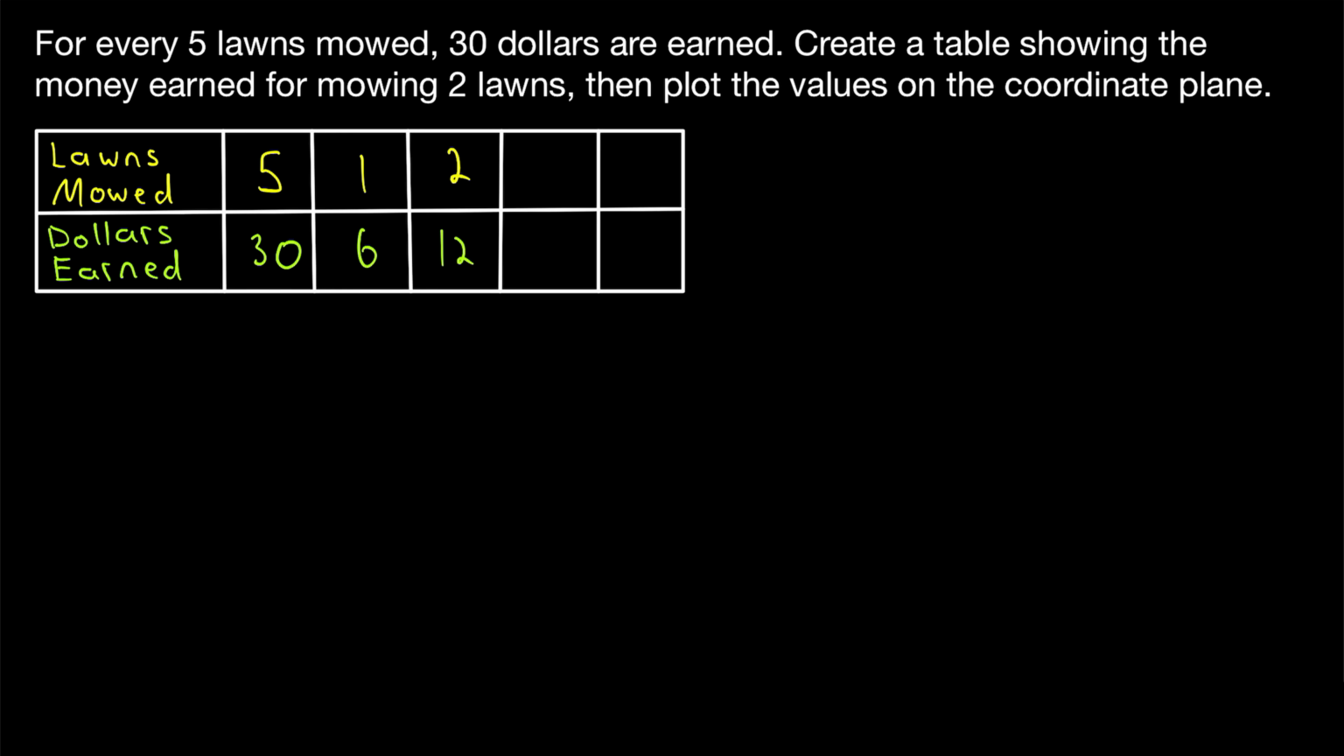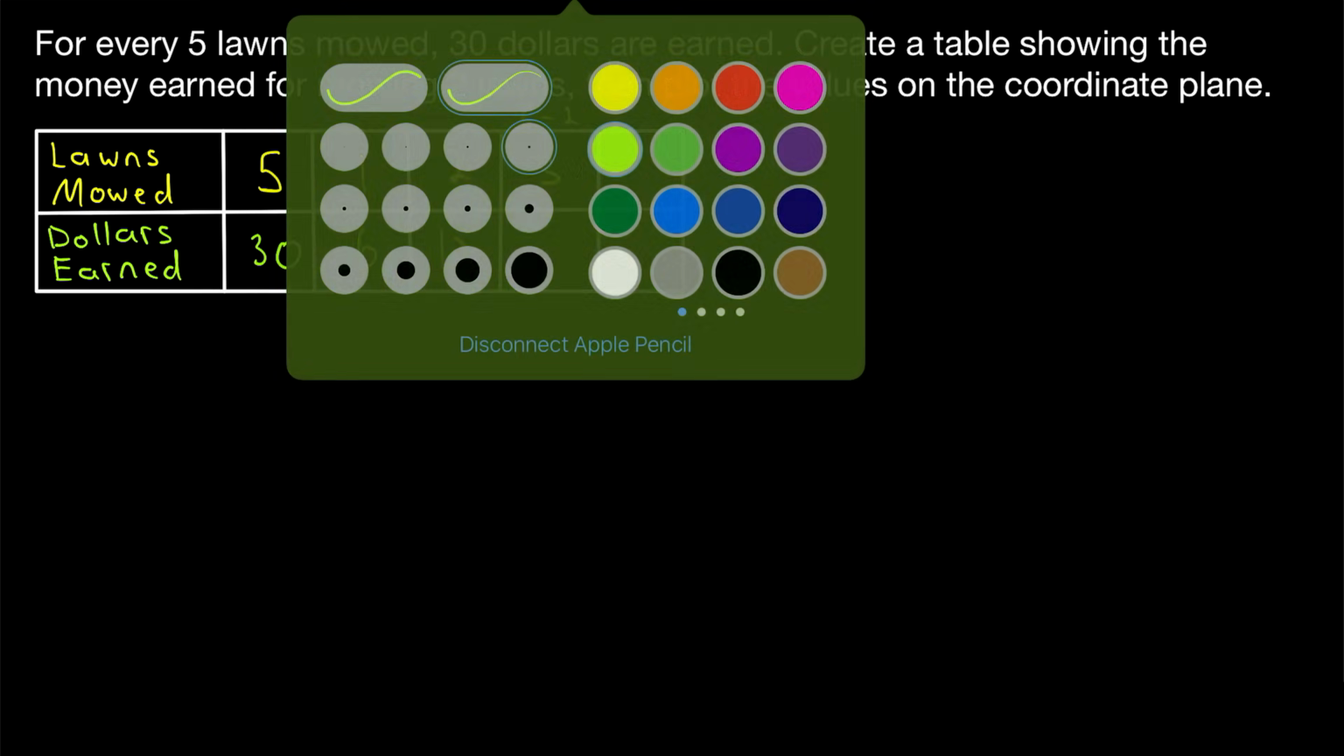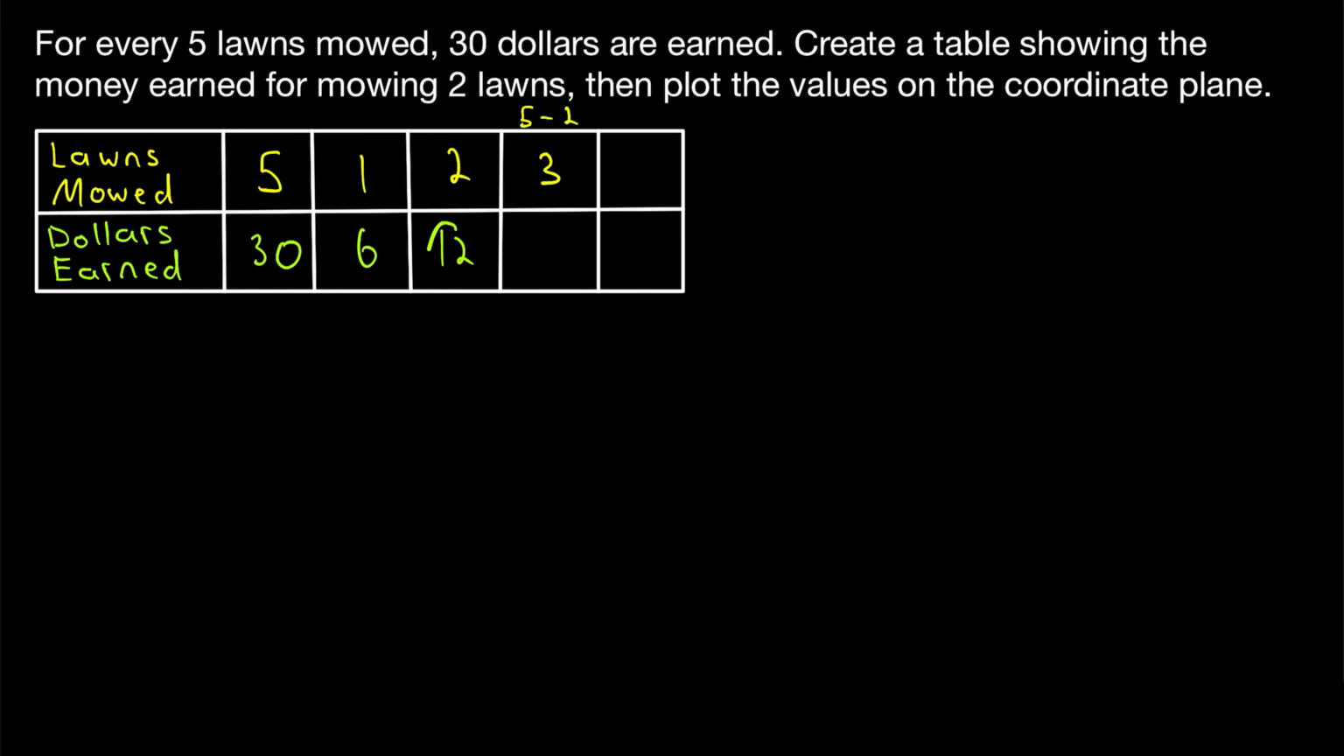What would we make if we mowed 3 lawns? In order to find that number, we could scale our unit ratio up by a factor of 3, or we could add these 2 ratios together, or we could subtract this ratio from this ratio. 5 lawns minus 2 lawns is 3 lawns, but if we mow 2 fewer lawns, we know from our ratio that we're going to make 12 fewer dollars. So we would make 30 minus 12, or $18.